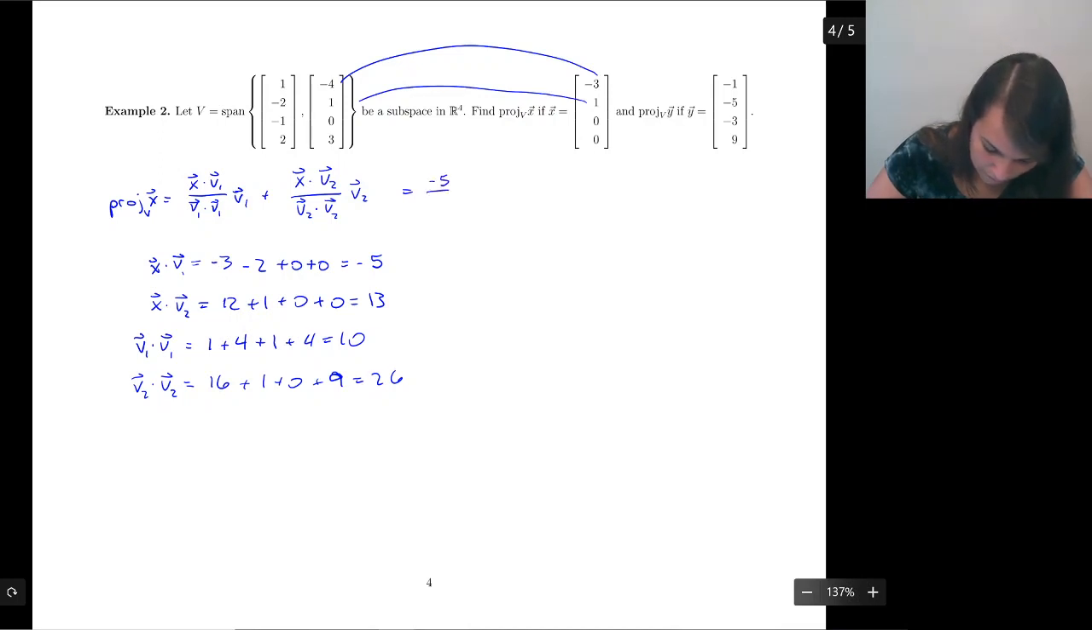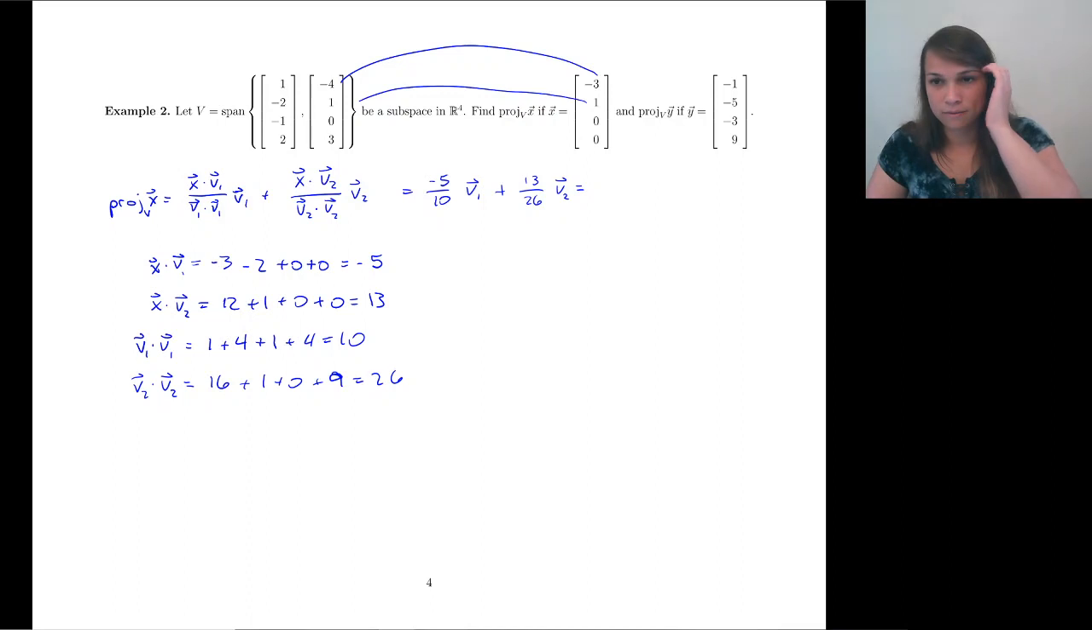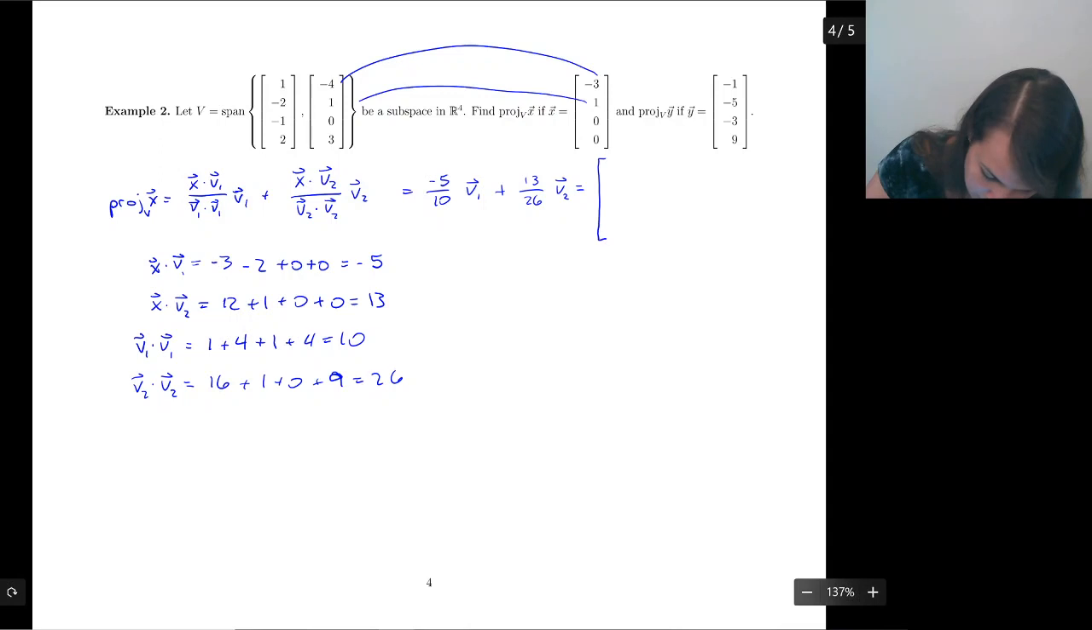Okay, so then let's plug all these numbers in. So we have -5 over 10, V1, plus 13 over 26, V2. So that's a -1/2 and a +1/2 for our coefficients of V1 and V2. All right, and then if we distribute those in, we're going to get -1/2, +1, +1/2, -1.